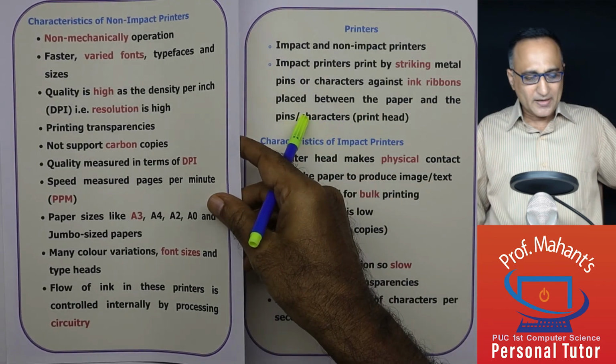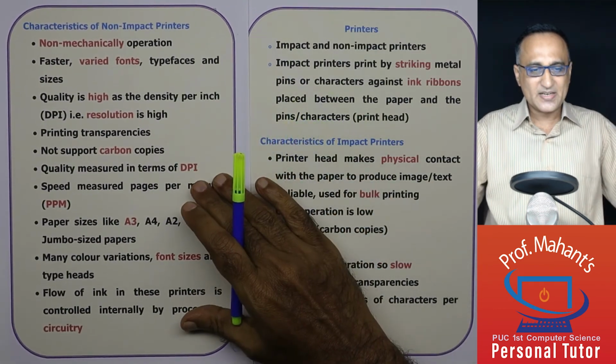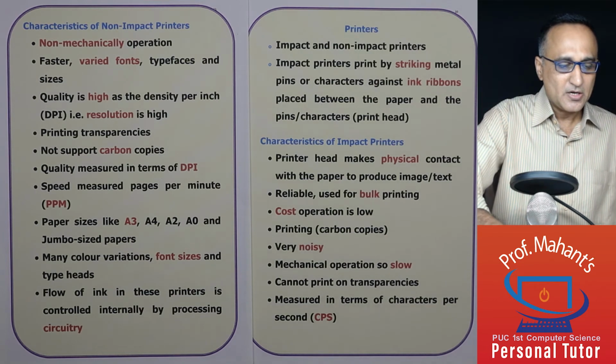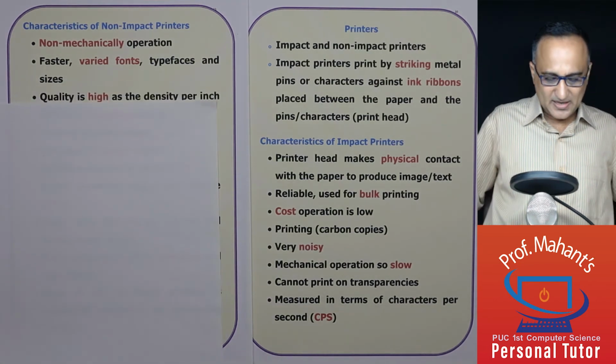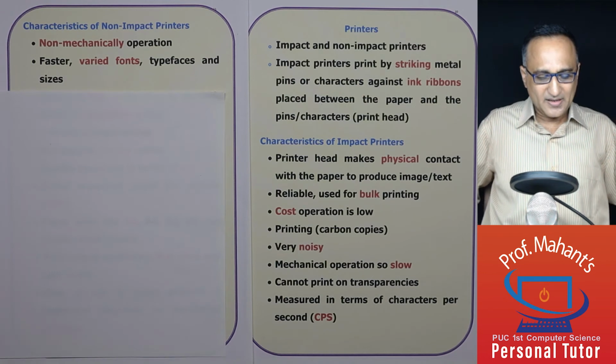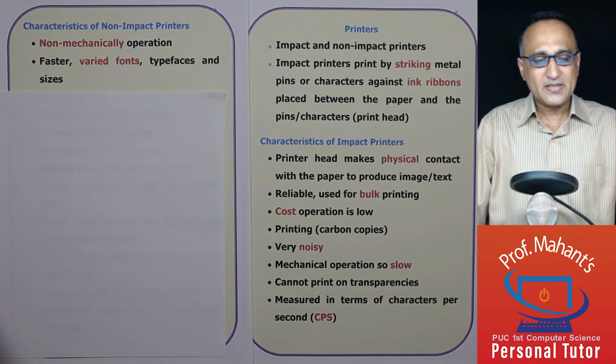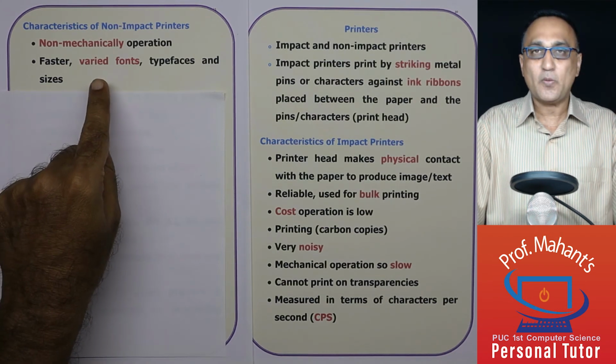Now we have taken a look at impact printers. Let's try to understand a little bit about non-impact printers. An example of a non-impact printer would be a laser jet, inkjet, and so on. Now non-impact printers are non-mechanical in operation.